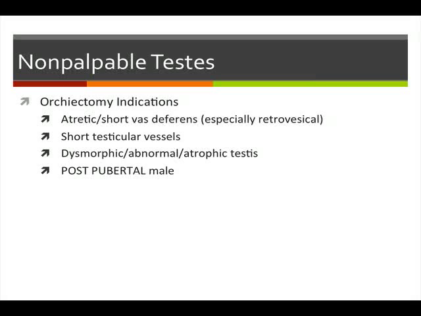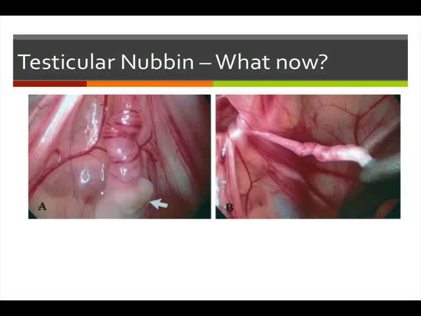There are some indications for orchidectomy. If you have too short a vas deferens and you can't bring the testicle down, really short testicular vessels, a testes that doesn't seem worth salvaging or looks abnormal, and post-pubertal males. So let's say at time of abdominal laparoscopy you find a testicular nubbin. What should you do in that case?